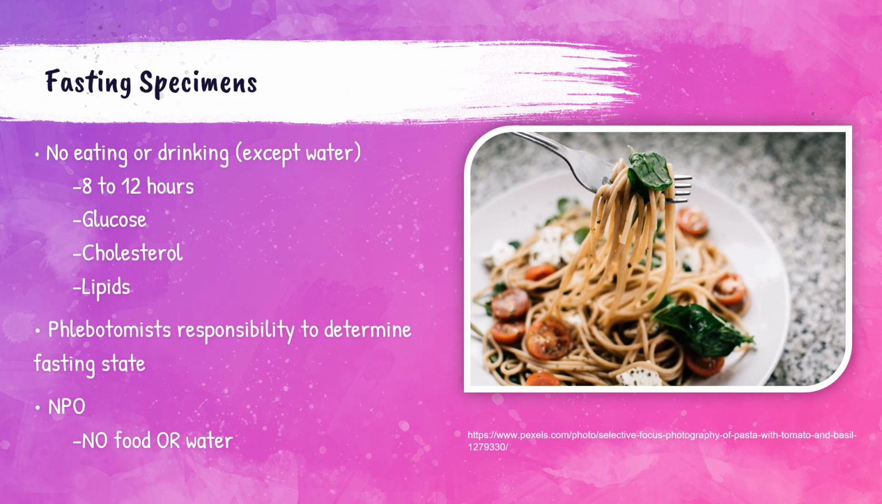I mentioned on the last slide about fasting. If a test is ordered as fasting required, then the patient should not eat or drink except water for 8 to 12 hours prior to the collection. Examples of some tests that require fasting are glucose and lipid panels. If the test is ordered as fasting and the patient has not been fasting, this of course will cause inaccurate results. So it's very important that the phlebotomist ask the patient if they have been fasting. And again, if they haven't been, this needs to be documented.